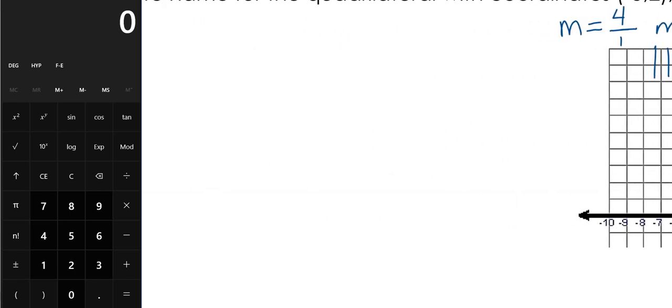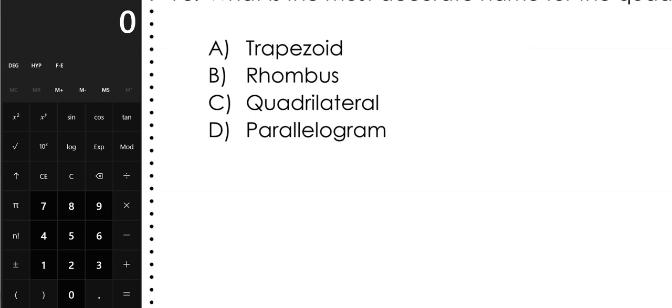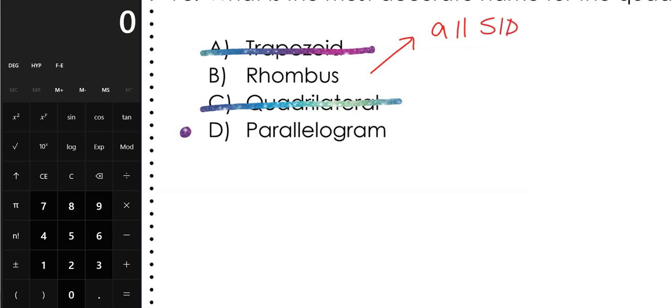So looking at my options, I'm going to start crossing some things out. I'm going to cross out that it's a trapezoid, because that means only one pair of sides would be parallel. I'm also going to cross off quadrilateral, because it's more than just a quadrilateral. It's actually a parallelogram for sure. Now I want to check, is it a rhombus or is it just a regular parallelogram? For a rhombus, the one thing that I can look at is, are all the sides congruent? That's one of the easiest things to check. So for a rhombus, I'm going to check to see if all sides are congruent. Something else I could check is if the diagonals are perpendicular.